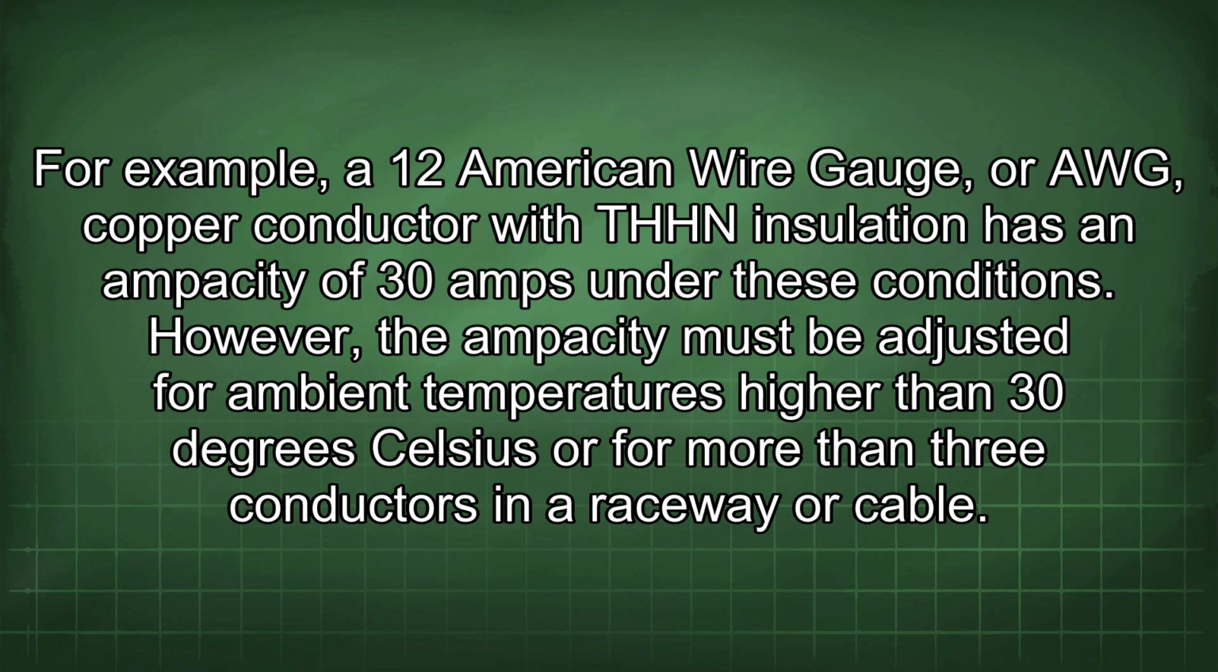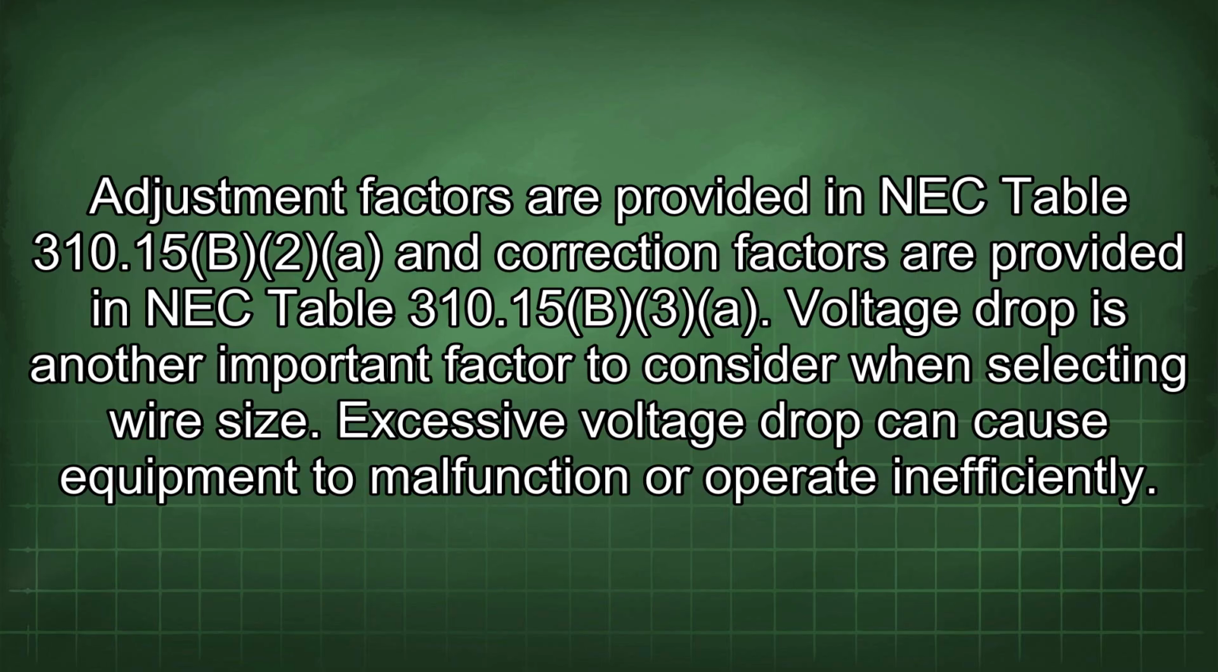For example, a 12 American Wire Gauge, or AWG, copper conductor with THHN insulation has an ampacity of 30 amps under these conditions. However, the ampacity must be adjusted for ambient temperatures higher than 30 degrees Celsius or for more than 3 conductors in a raceway or cable. Adjustment factors are provided in NEC Table 310.15(B)(2) and correction factors are provided in NEC Table 310.15(B)(3).